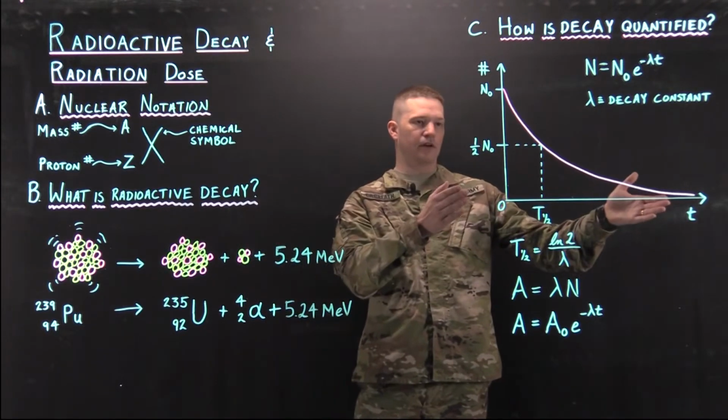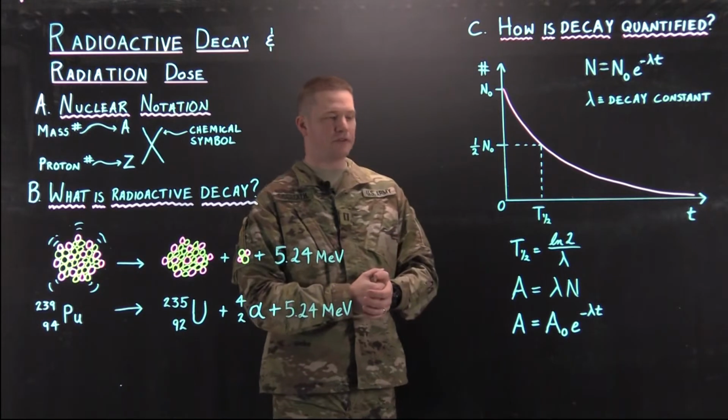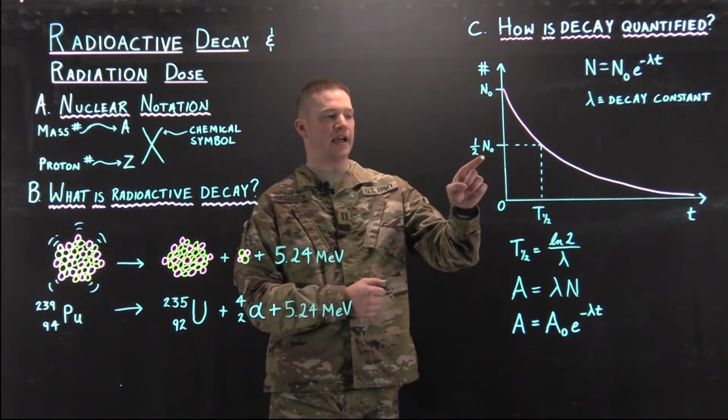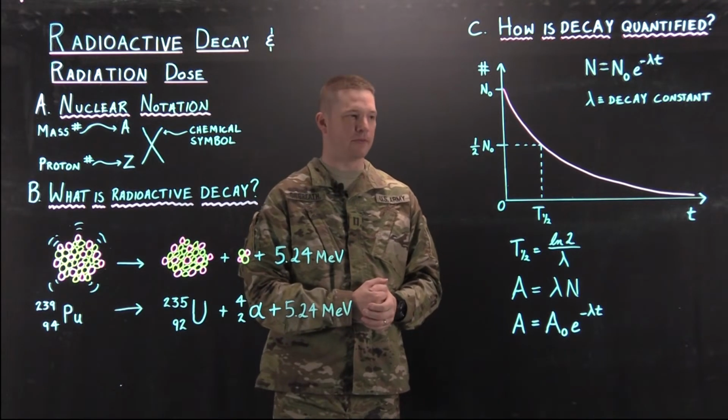So let's take a look at our plot here again. You'll see I have 2 values, one on the x and one on the y axis noted for you. On the y axis, I have 1/2 of the initial population.